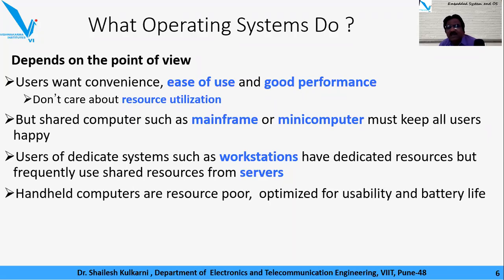Okay. So like handheld computers, they are resource poor, for example, optimized for usability and for battery life.